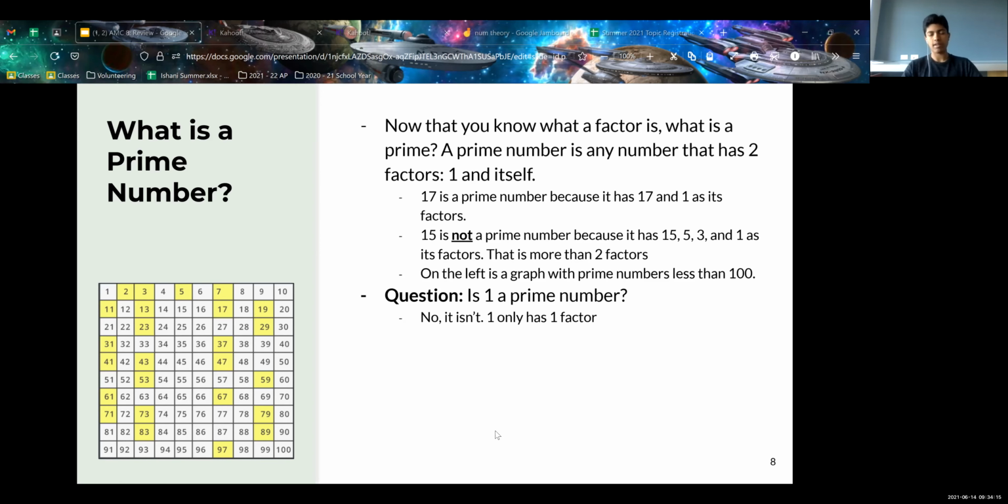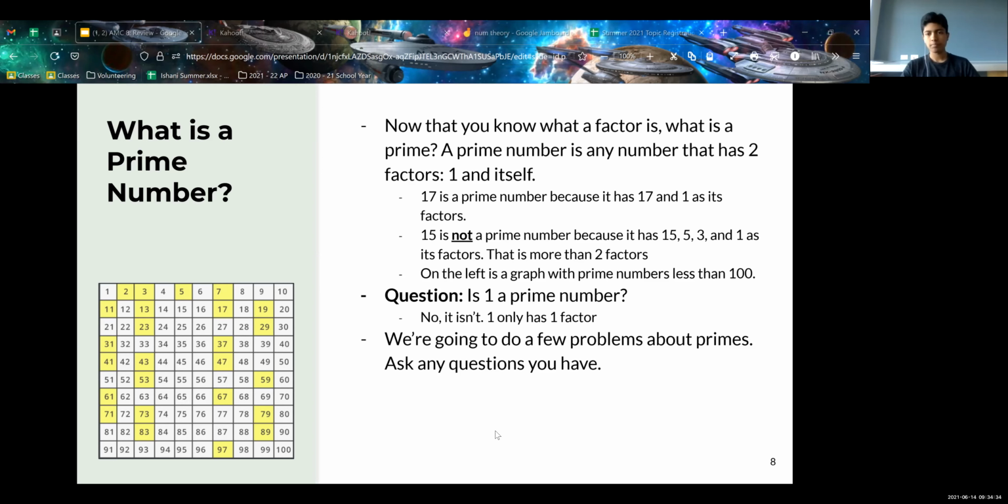It only has 1 factor, and in the definition, a prime number is a number that has 2 factors. So that is correct. It is neither composite nor prime. A composite number is essentially any number that isn't prime, that has more than 2 factors.